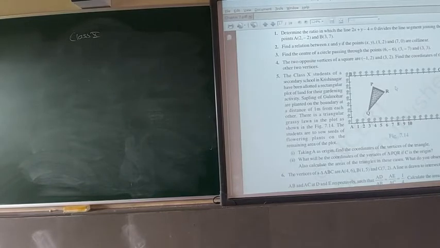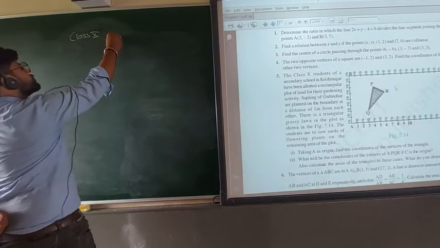Fourth question is: the two opposite vertices of a square are given. Find the coordinates of the other two vertices. So I will draw the diagram of the fourth question.